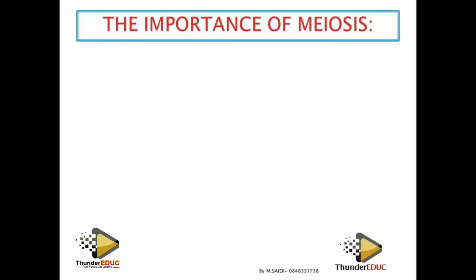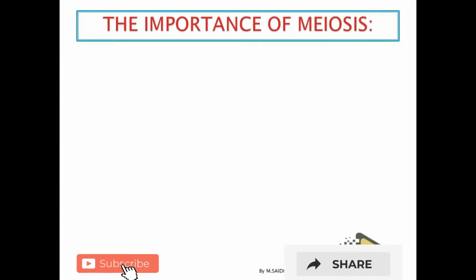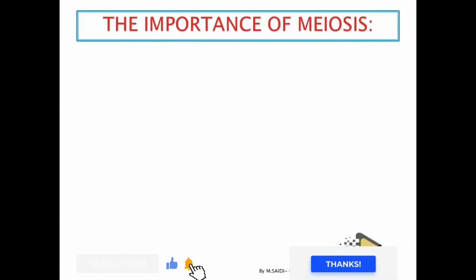So today we're going to look at the importance of meiosis and non-disjunction. How does non-disjunction bring about Down syndrome? And then we wrap up with this topic, and then we can start the topic of reproduction in vertebrates, so that the other time we come back, we can start reproduction in human, or what you call human reproduction. All right.